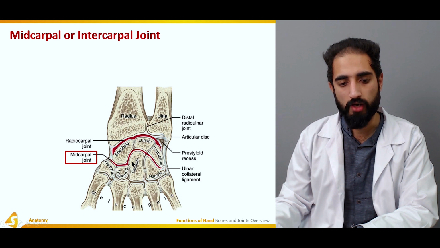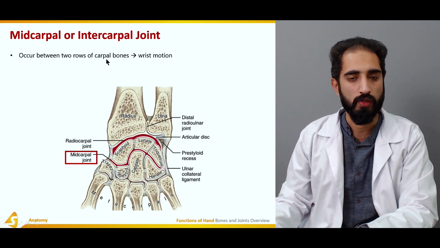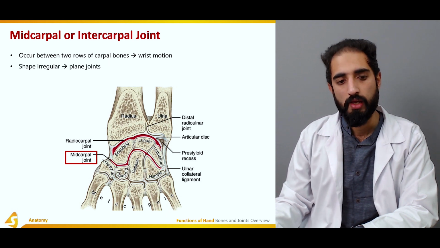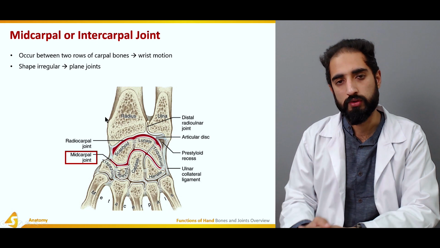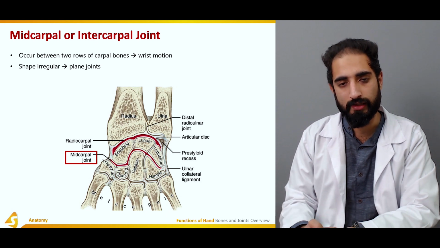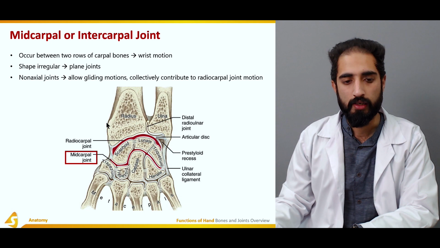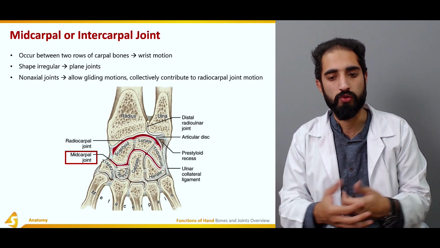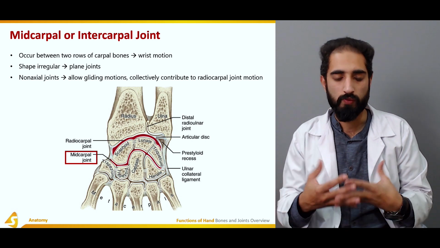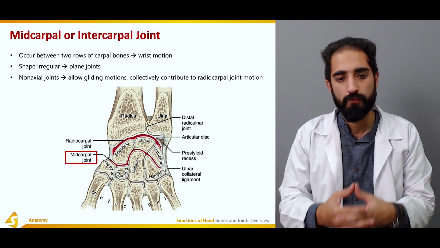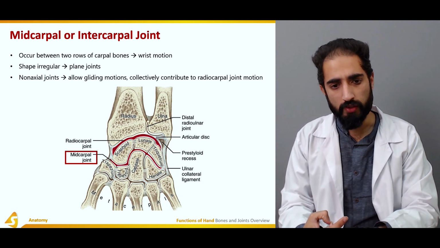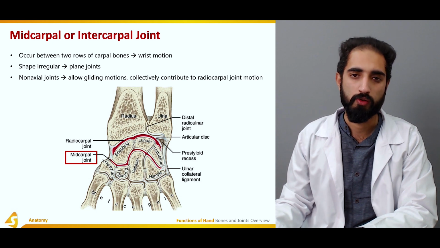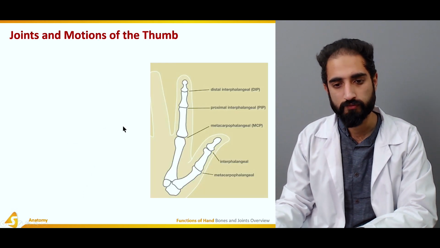Other than that, we have the midcarpal joint, and it is between the two rows of the carpal bones, and it is very important in terms of its contribution to wrist motion. The shape of those bones is irregular, and thus they are plane joints, and they are non-axial, but they allow gliding movements which collectively contribute to the radiocarpal joint motion. We can say the accessory movements possible at the midcarpal joint or the intercarpal joints serve and contribute towards the overall movement of the wrist complex.